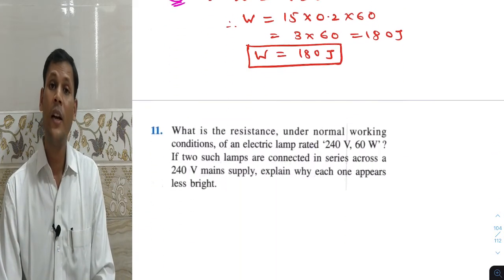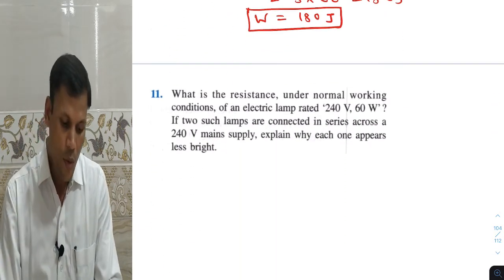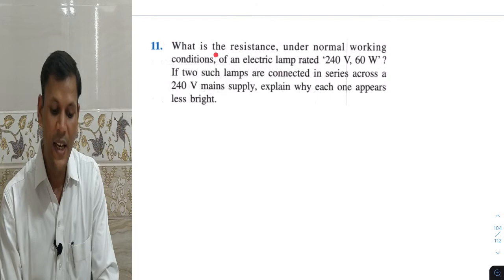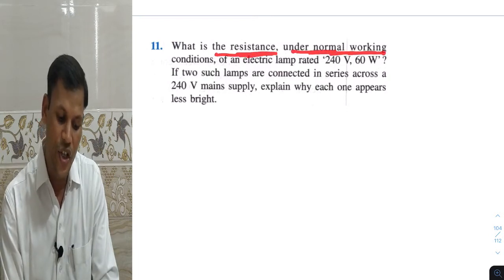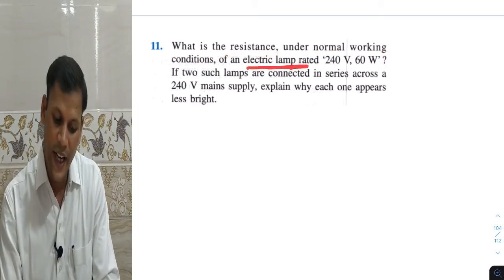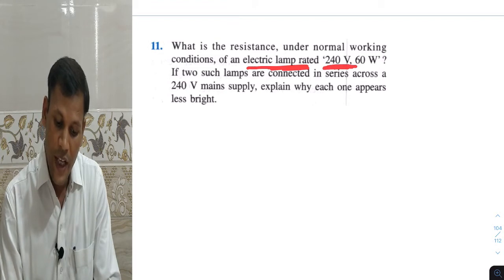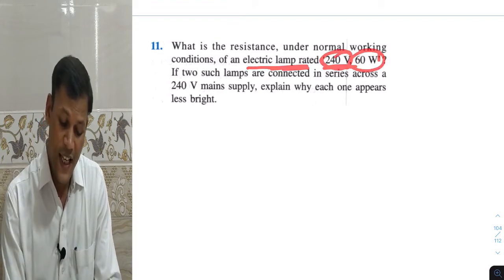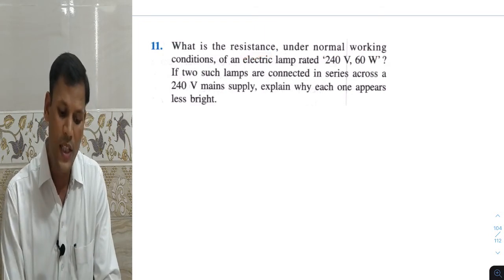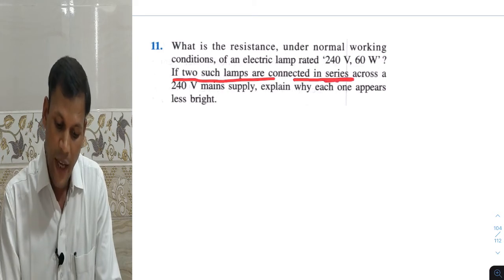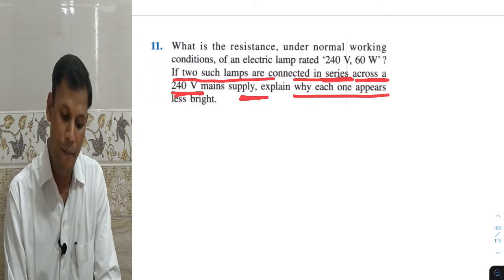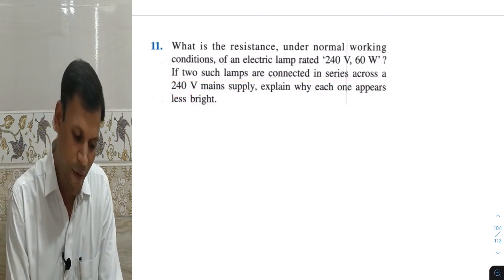Now we will see question number 11. What is question number 11? We can see: what is the resistance under normal working condition, if the electric lamp is rated... So V is given, P is given, we have to find the resistance. We will use the power rating formula again. If two such lamps are connected in series across this mains supply, explain why each one appears less bright. So everything we will mention.